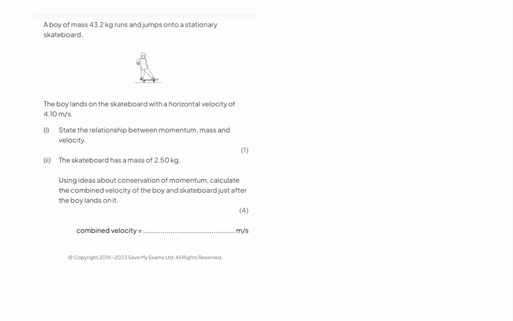Okay, so a boy of mass 43.2 kilograms runs and jumps onto a stationary skateboard. The boy lands on the skateboard with a horizontal velocity of 4.1 meters per second. So we first need to state the relationship between momentum, mass, and velocity, which we know is just momentum equals mass times velocity.